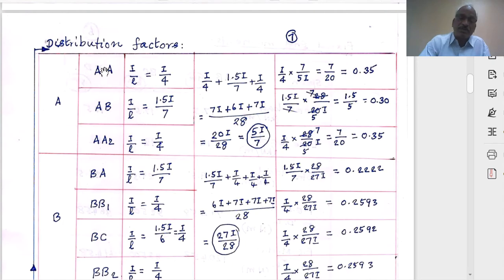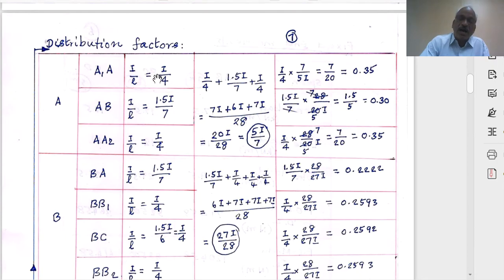We have got 3 members, AA1, AB, AA2. Relative stiffness, I by L for each. So the sum of these 3 is I by 4 plus 1.5 I by 7 plus I by 4. Simplifying, we get 5 I by 7.